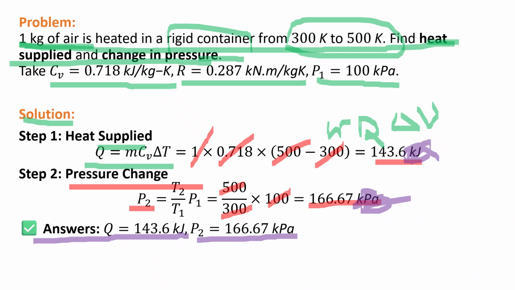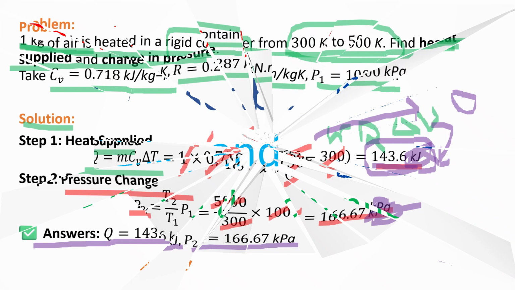166.67 kilopascal. For this kind of numerical, if the question asks to find W, you have to write W is 0. If you have to find delta U, you can say delta U equals Q, and again that value is 143.6 kilojoule. So this kind of numerical may be of 3 marks, may be of 7 marks. I hope you will prepare this kind of numerical on your own. And this is about the constant volume process.